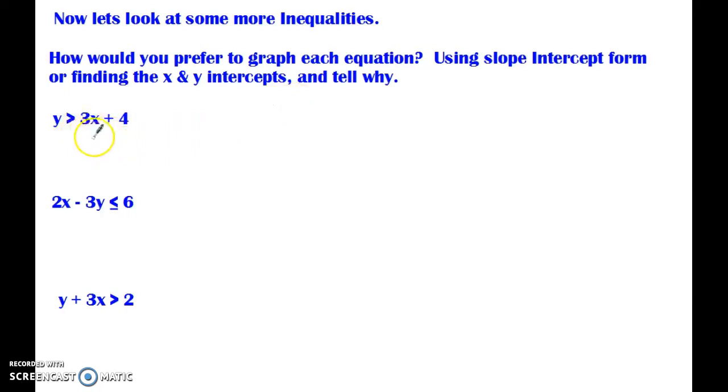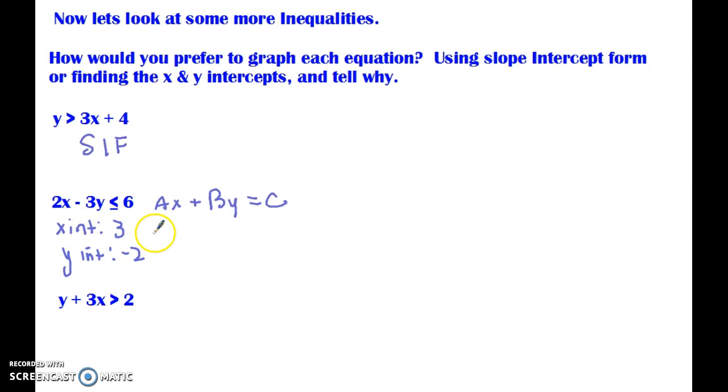So this one is easy. I will use slope-intercept form, and I will graph y is greater than 3x plus 4. Okay, that's easy. Here, I could use the x-intercepts because this is technically standard form. I take the a, which is right here, ax plus by is equal to c. I take the a and divide it into my c. So my x-intercept would be what? 3. My y-intercept would be negative 2.